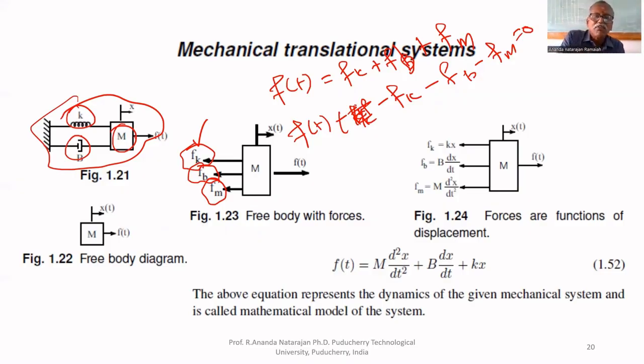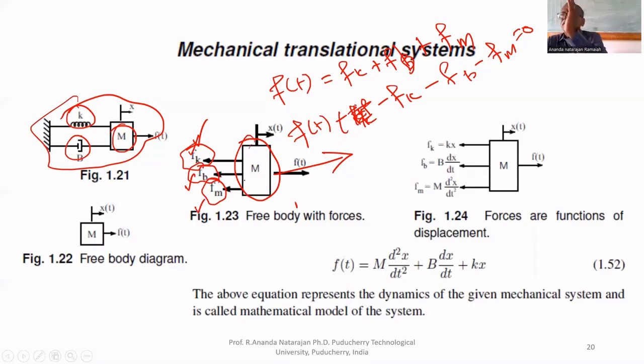Now this is a free body. In that we are applying a force of F of t. The reaction forces are F of k, F of b, and F of m. That's why this free body remains there. That's why this diagram is called a free body.